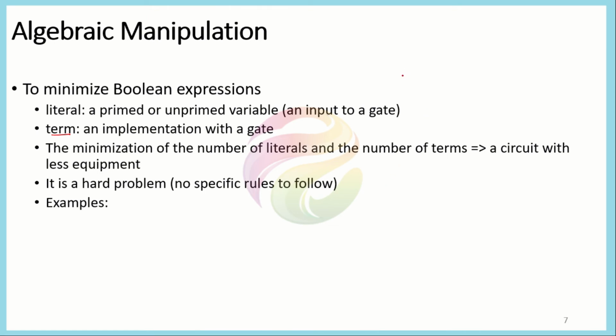Suppose from the last example we had the function f equals x complement y complement z plus x complement y z plus x y complement. Each separate variable, whether complemented or uncomplemented, is called a literal, and each whole product is known as a term. So for this example, we have a total of three terms here, and we count the number of literals: 1, 2, 3, 4, 5, 6, 7, 8. So we have 8 literals here.